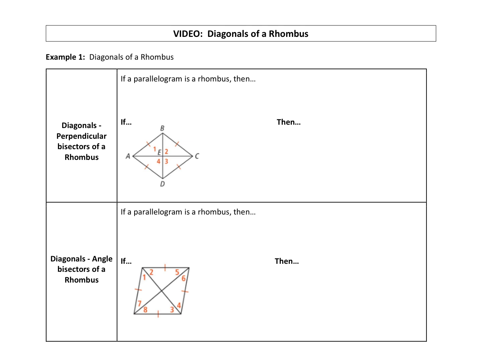So if a parallelogram is a rhombus, then its diagonals are perpendicular. I'm going to use the upside down T to represent perpendicular. Bisectors of each other. So if you have a rhombus, that means the diagonals are perpendicular bisectors of each other. Just a reminder on what that means. Here we have a rhombus.